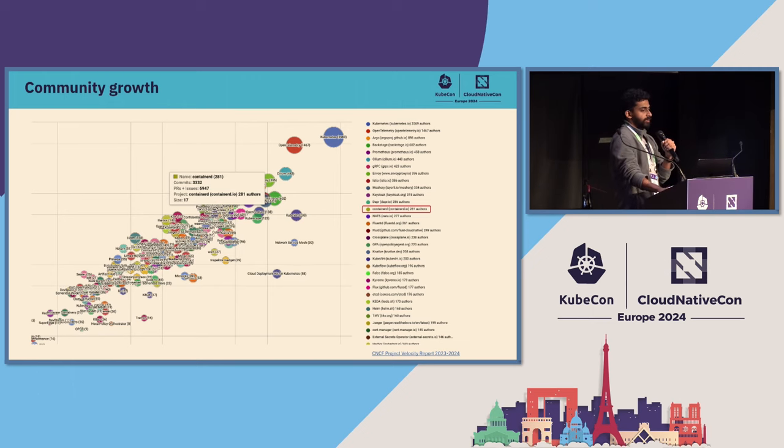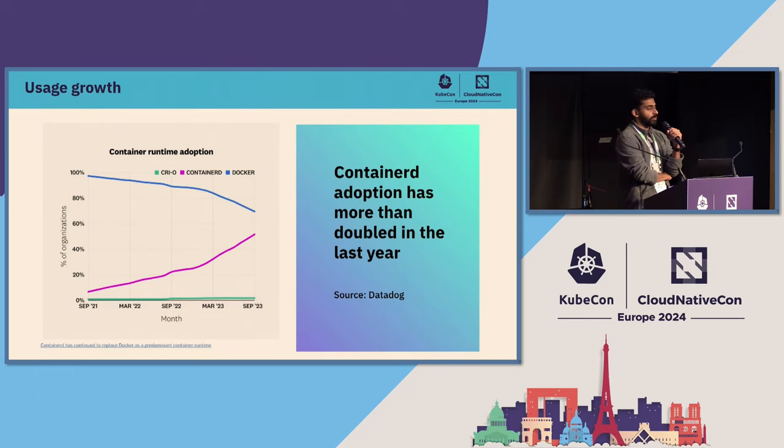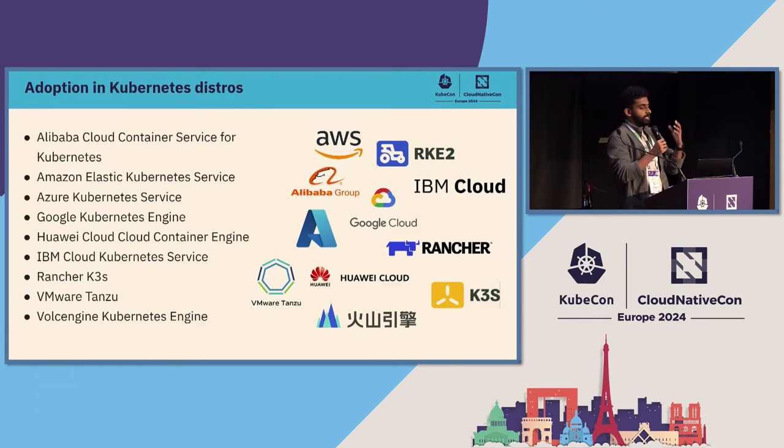If you move on to usage growth, the adoption of Kubernetes has almost doubled in the last year, based on a report from Datadog that was published in November 2023. This adoption was mostly driven by the Kubernetes distros, and there are a bunch of them. Along with this, there are other services like AWS Fargate and Docker that use Kubernetes underneath, not just the cloud providers and the Kubernetes distros. And that's about the adoption.